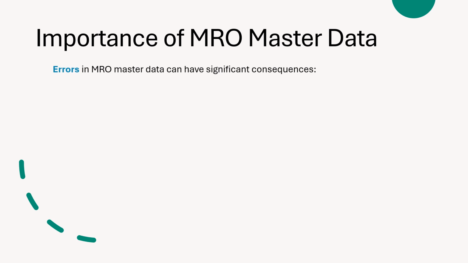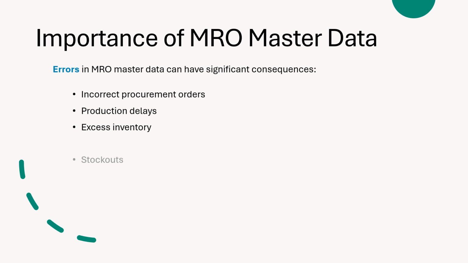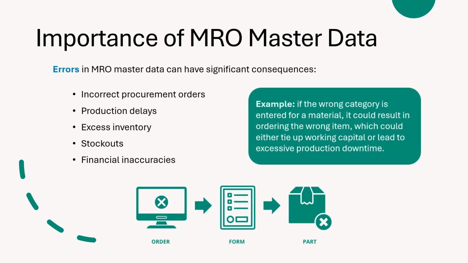Given its critical role, it's easy to see how errors in MRO master data can have significant consequences. Poor quality data can lead to a wide range of issues, from incorrect procurement orders to production delays, excess inventory, stockouts, and even financial inaccuracies. For example, if the wrong category is entered for a material, it could result in ordering the wrong item, which could either tie up working capital or lead to excessive production downtime.